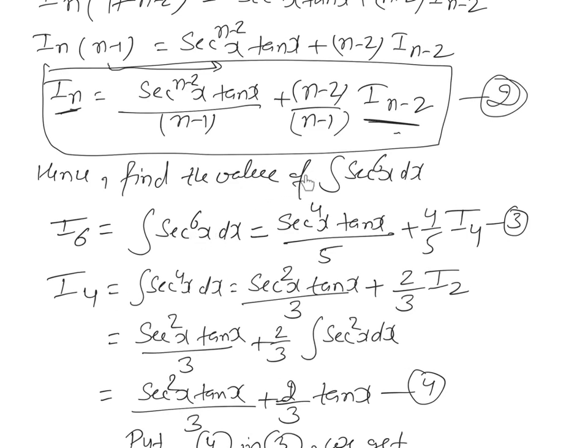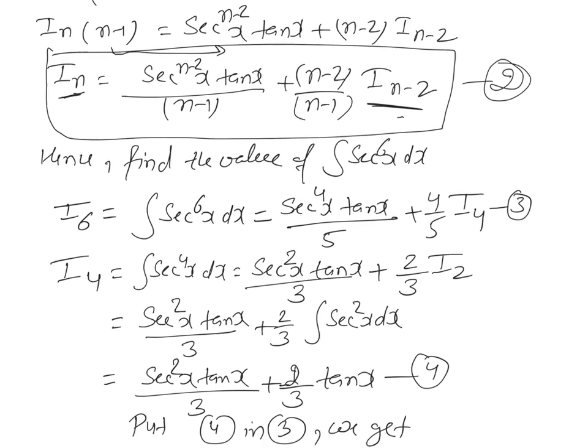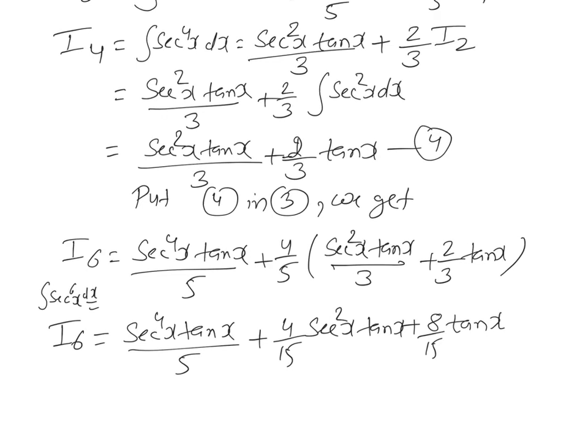So this is what we call the deduction, where we have put the value of n as 6 and found this one. Now 6 has been reduced to 4. Again, in equation number 2 we have put n is equal to 4 and written this integral, and I2 was very simple to calculate. This is simply tan x. Now 4 is substituted back into 3, so we get the required value of I6. So this is how the reduction formula can be useful.